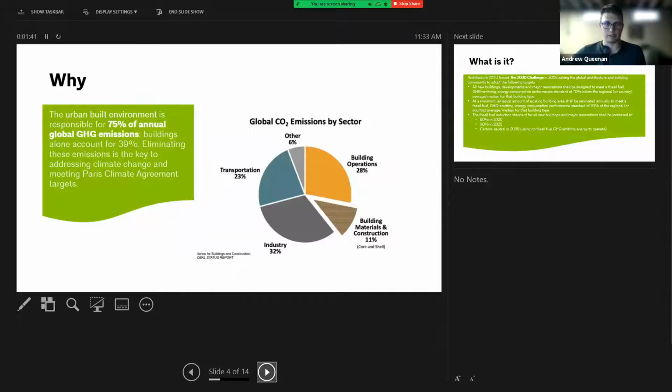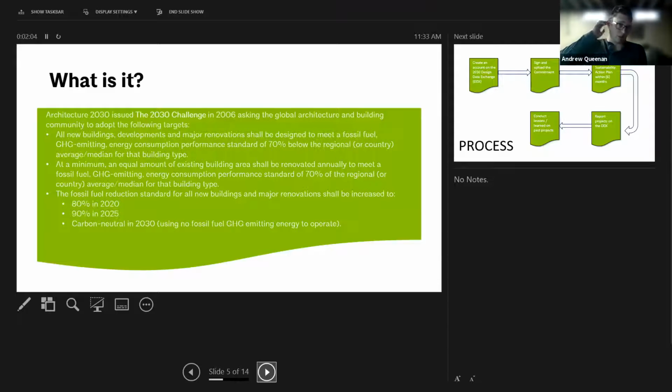Just the normal reminder of the magnitude of the issue we face and the level of responsibility the architectural field has in this realm. Buildings account for 40% of global greenhouse gas emissions, particularly around the urban built environment. The 2030 Challenge, I think all of you are pretty familiar with now. It's the challenge to seek to reduce energy use and ideally be net zero carbon neutral by 2030.